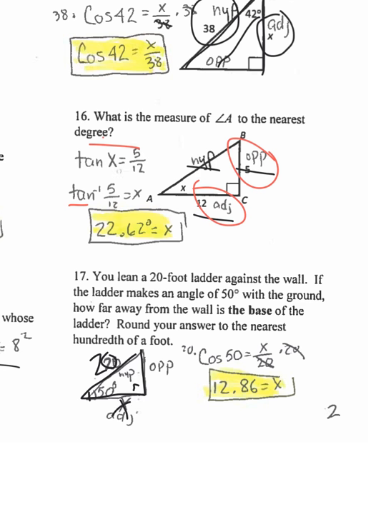You're looking for the length on the ground. So from 50, you have opposite, adjacent, and that's hypotenuse, obviously. You're going to use hypotenuse and adjacent, which is cosine. Cosine 50 equals x over 20. Just multiply the 20 to both sides, right? Pretty straightforward.